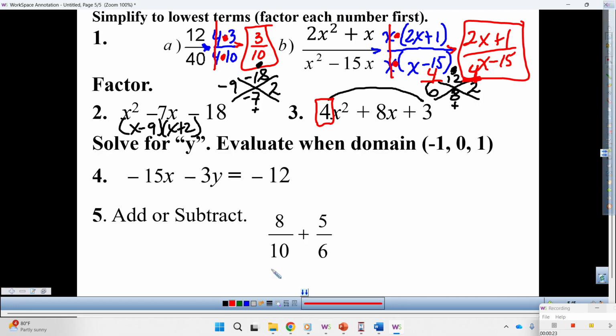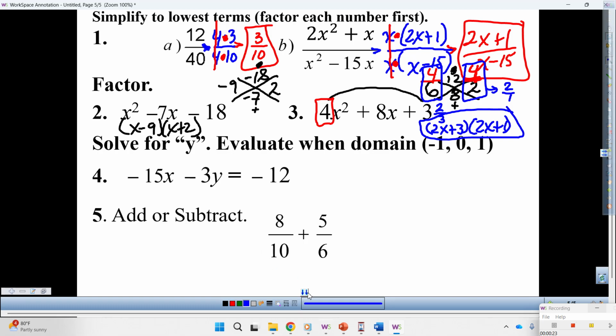So, can we reduce this fraction anymore? 4 sixths. Yeah, divide by 2, so that gives us what? 2 over 3, so my factor is 2x plus 3. Can we reduce this one anymore? 4 over 2. Yeah, divide by 2, so it's 2 over 1. So my factor is 2x plus 1.